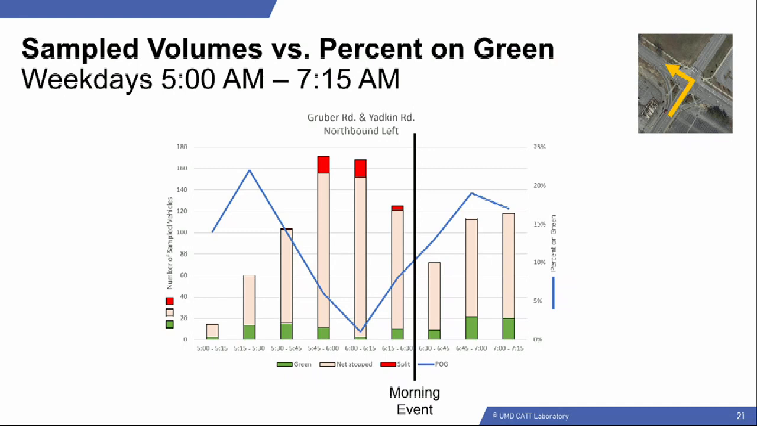Here is one particular intersection, and they had a morning event every morning that brought in a lot of traffic, and you can see it pile up at about 6:30. The traffic volume really peaks right before, and I have it coded where the red is the number of split failures. The percent on green, this blue line, drops way down.